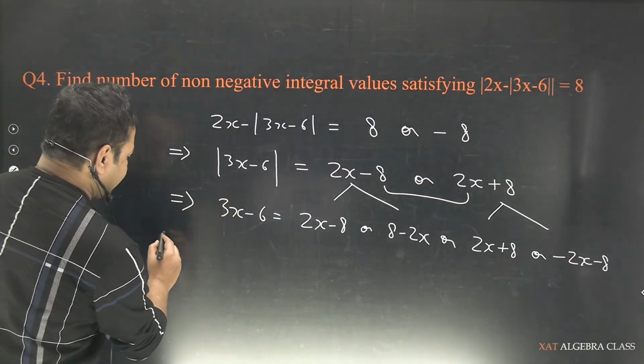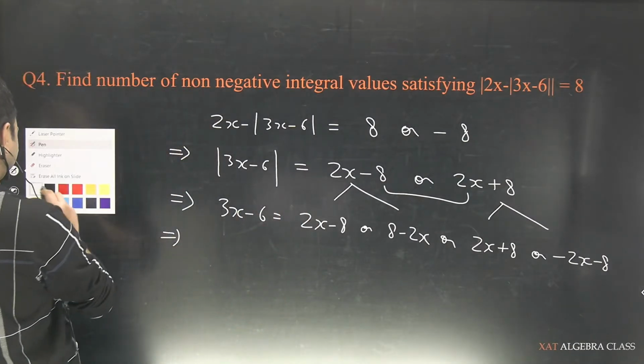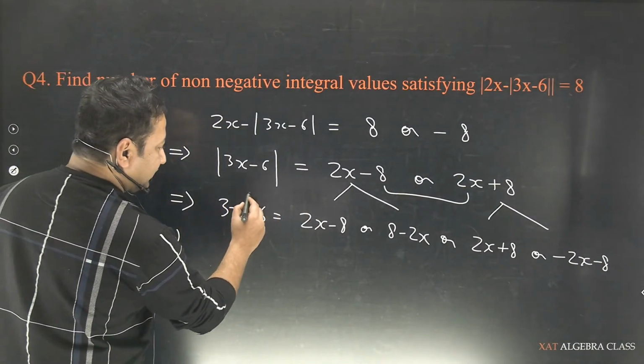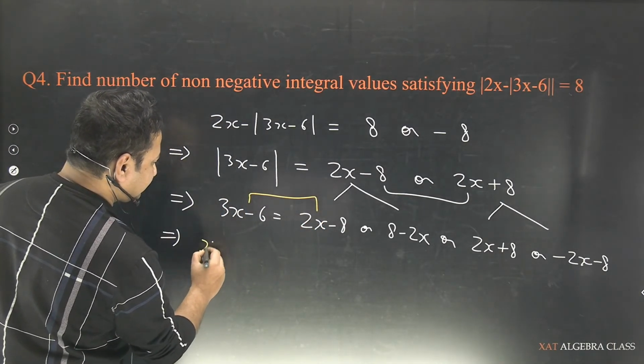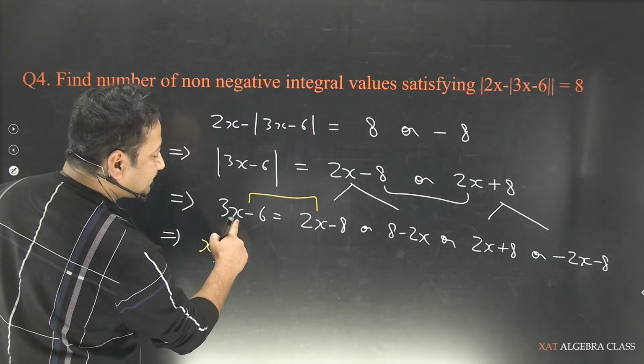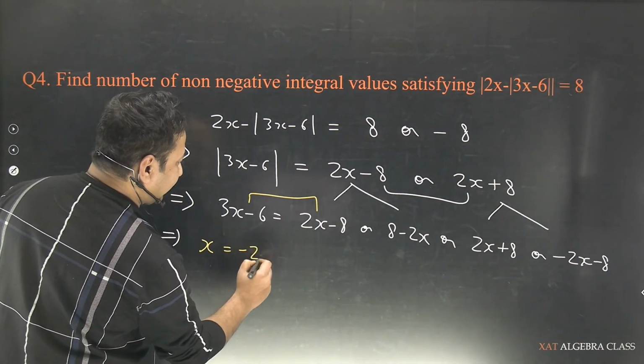All right. So if I solve the first one, now look at this, I'll use another color. I'm solving these two. So 3x minus 2x, I get x over here. All right, and this goes here, this becomes minus 2. Is that clear?